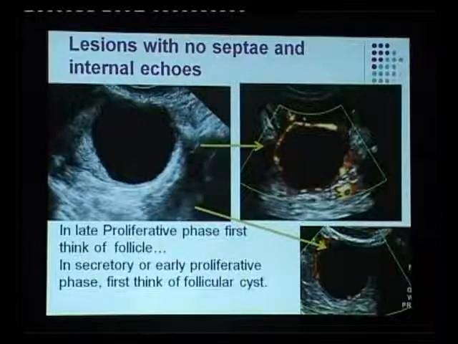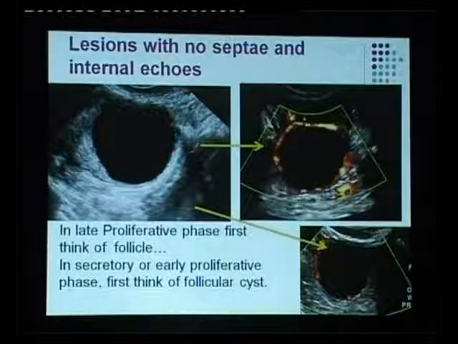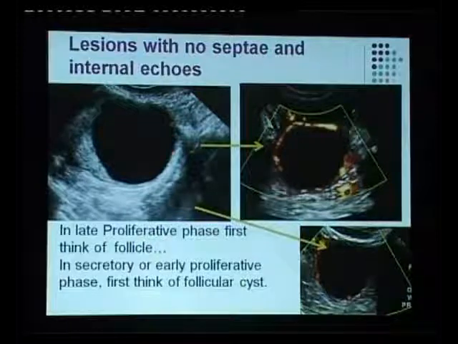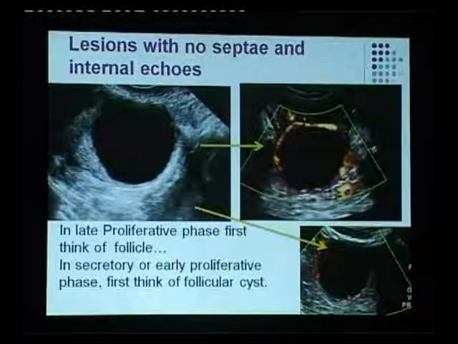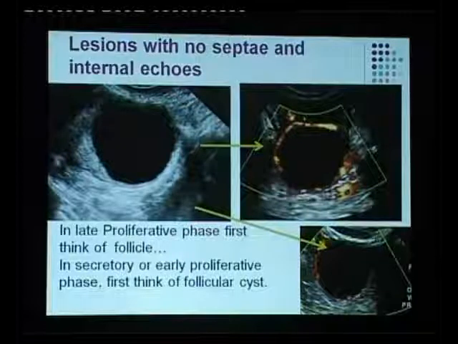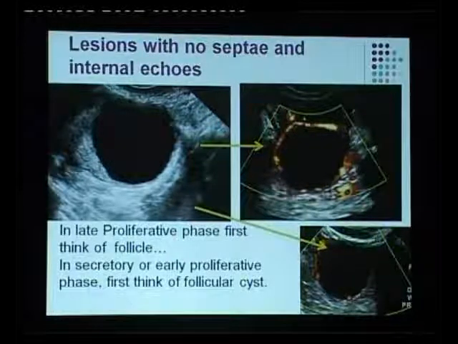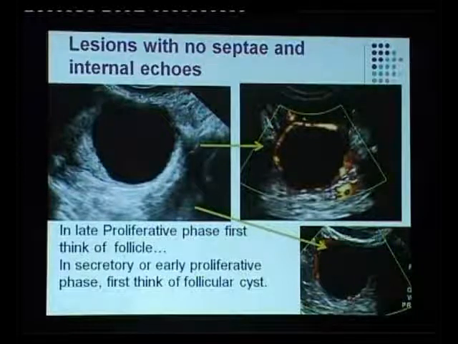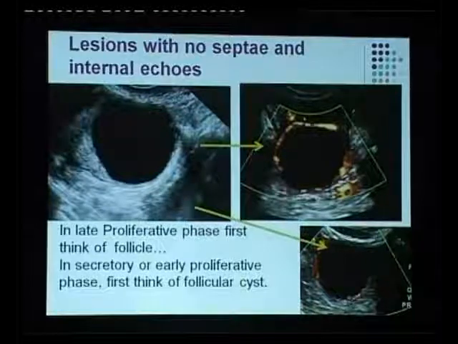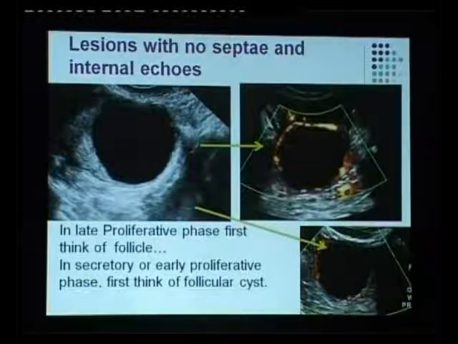But the same lesion, if I'm seeing in the secretory phase, I would first think of a residual follicular cyst, or even in a very early proliferative phase, I would first think of a residual follicular cyst, and we know that the residual follicular cyst may have a very scanty flow or no flow at all. And the third possibility is the simple cyst. If it's a follicle, it's going to rupture and make a corpus luteum, if it was a follicular cyst, it's going to regress over a period of 2 to 3 weeks, and if it was a simple cyst, it's going to remain as such.